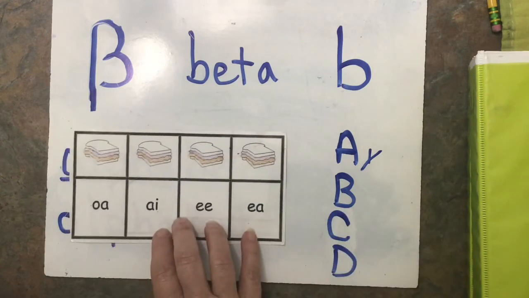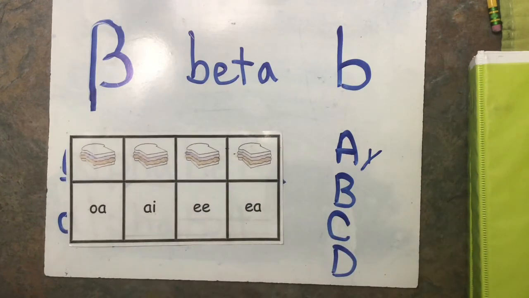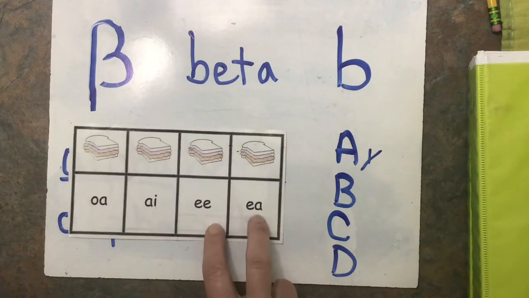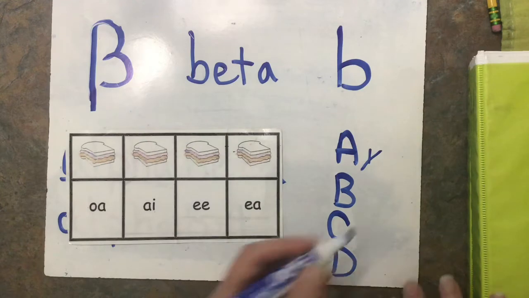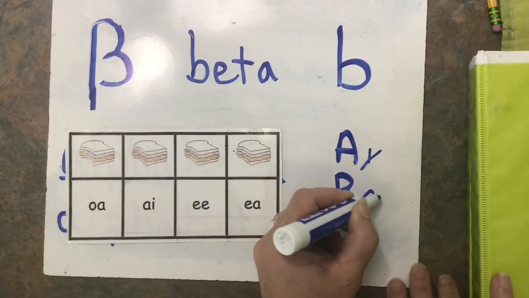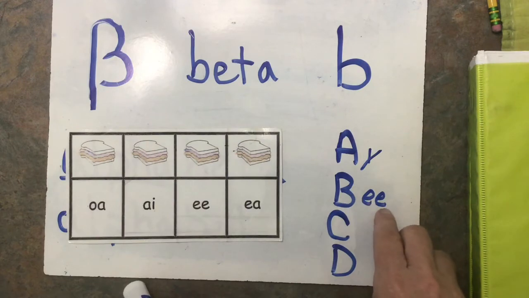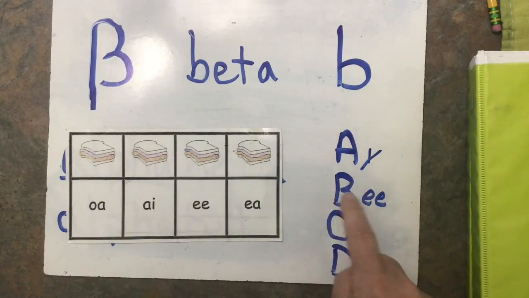Which vowel pattern could we use to spell B-E? One of these two. It doesn't matter which one you choose. You can either spell it B-E-E or you can spell it B-E-A, okay? But this is how we would spell B's name.